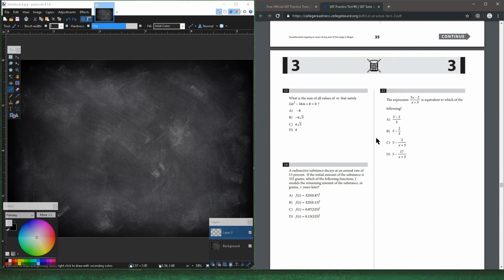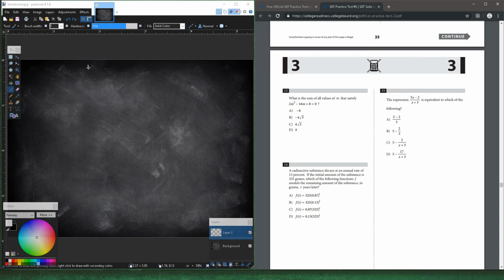What is the value of all possible sums of m that satisfy the equation 2m squared minus 16m plus 8 is equal to 0? There's a trick to this actually. If they say the sum of all possible values of m, and it says all values, because sometimes there are imaginary values for this. It's either imaginary or there's the double.